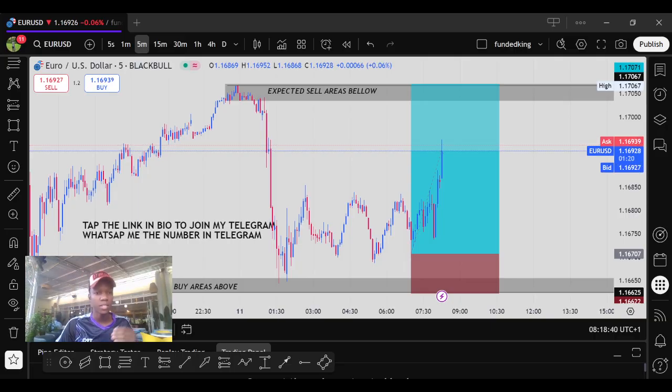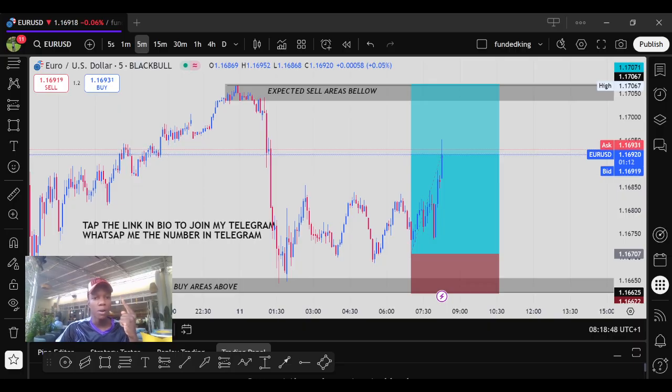Euro USD will give you more money per one pip like this. It means one pip is $10 on Euro USD, and on gold one pip is $1.